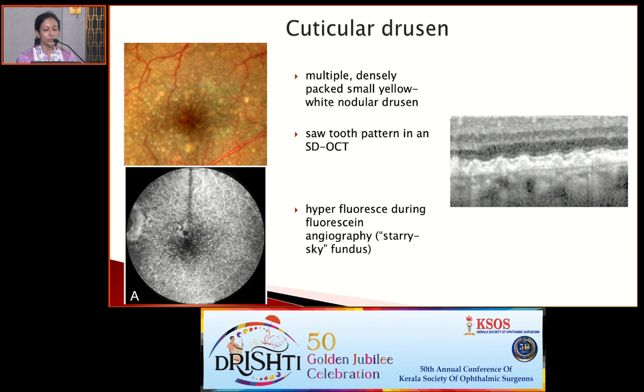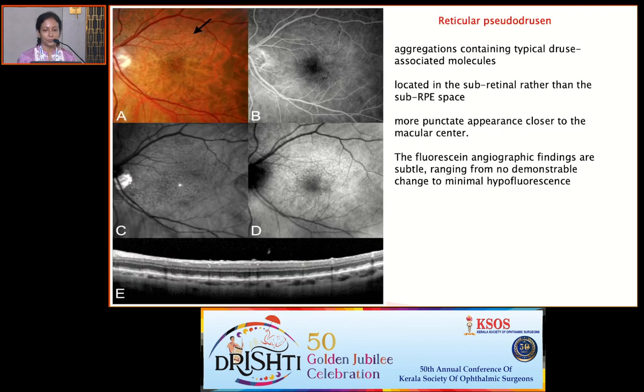But the fluorescent angiogram of cuticular drusen is characteristic, a starry sky fundus. You can see plenty of whitish lesions in the retina. And on OCT, this is a characteristic picture showing the saw-toothed appearance.